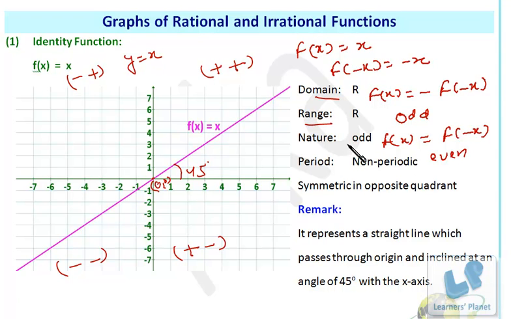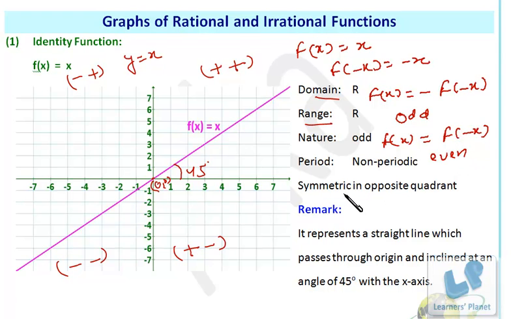But in this case, what is happening? When x is positive, y is positive. If x is negative, like minus x, then y is also minus x, right? So this is the graph of an odd function. I have explained the even function over here, so you should be able to differentiate between the two, odd function and even function. In case of an odd function, f(x) is equal to minus f of minus x, and in case of an even function, f(x) is equal to f of minus x, right?